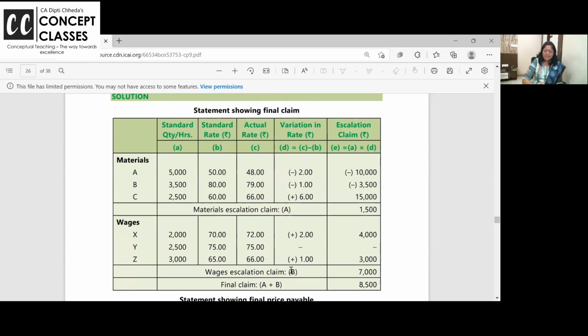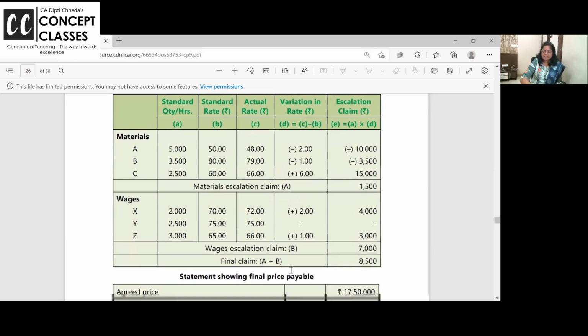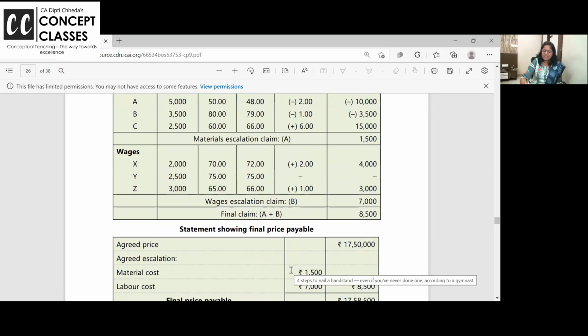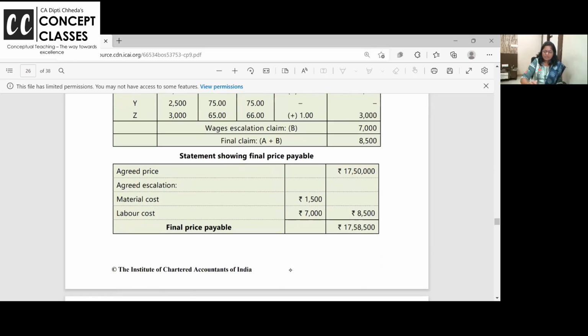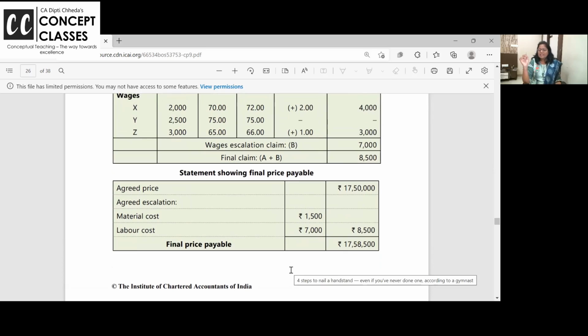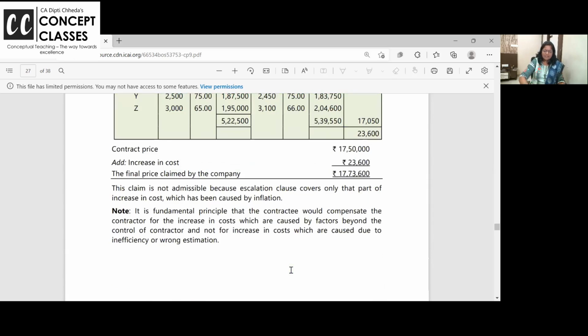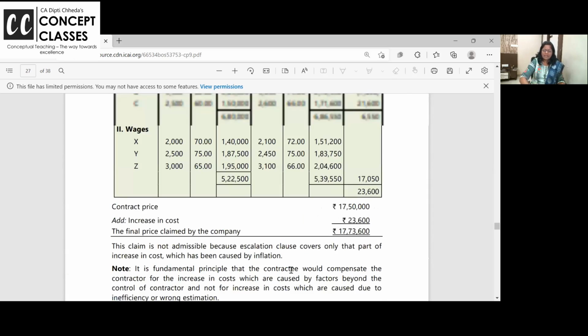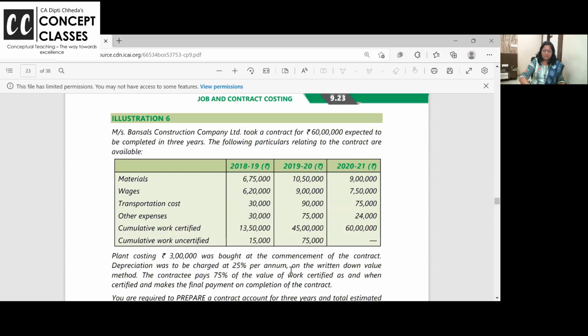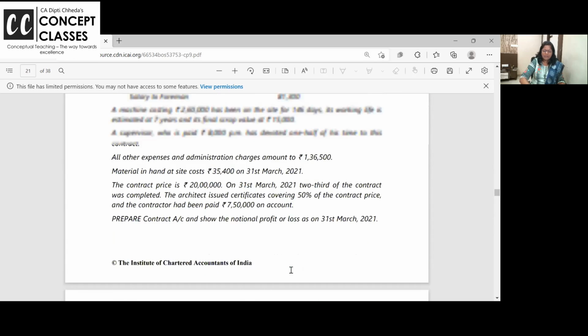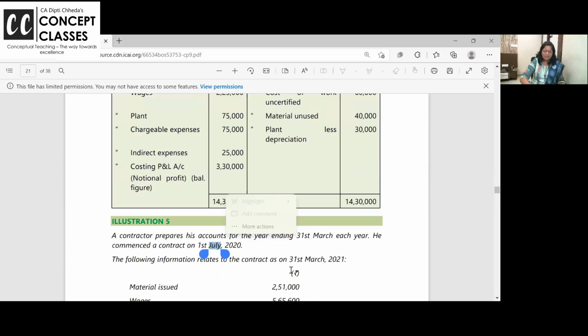Okay? So standard quantity, standard minus actual variation plus minus do it, and 1,500 and 7,000. 8,500 say increase your agreed price. So final contract price instead of 70,50,000 is 70,58,500. Yes, same kind of questions are there. Job और उसके तो problems मुझे बताने नहीं है. You can do.